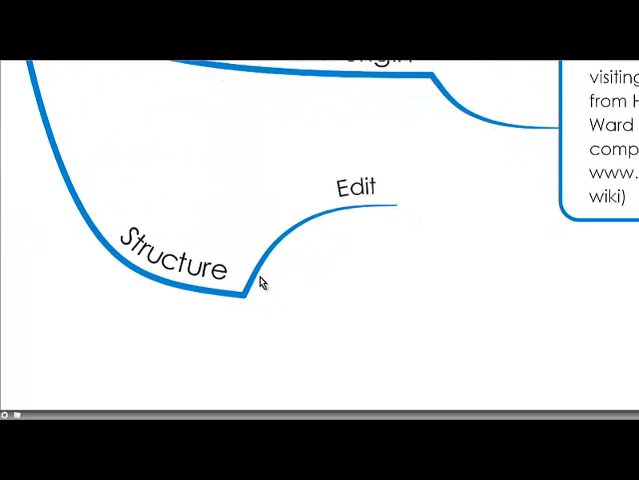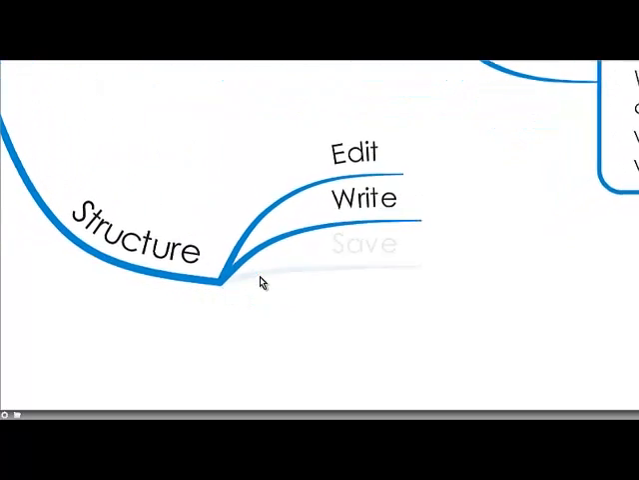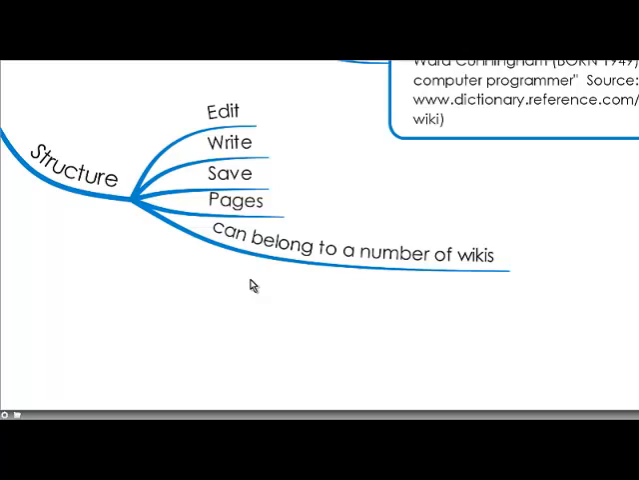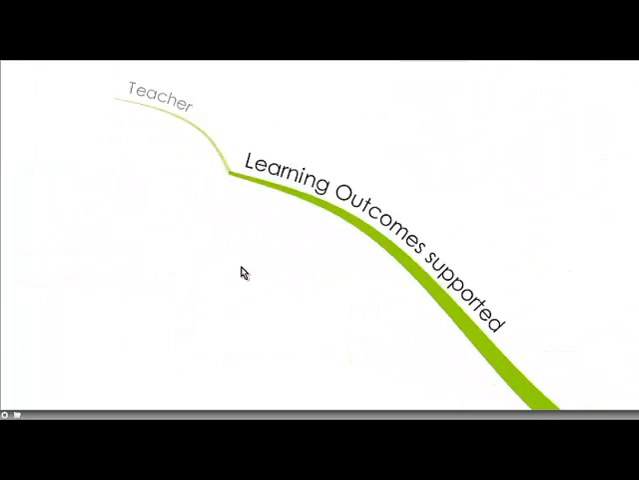So what is the structure? Well, you get on it, you edit it, and then you write, and then you save, and you can actually have multiple pages. So it's kind of like a website in that you can have multiple pages, and you just get in there and change it, and one person can belong to a number of wikis.